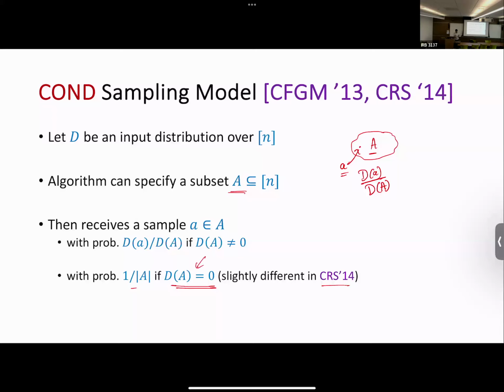Apparently you can think that if, when I specify a subset, the oracle returns that its mass is zero, then it is more powerful. Yes, but so far we don't know how to use that information. I am not aware of any testing algorithm where people really use that power. That's why most of the algorithms that we are aware of at this moment work in both the models.